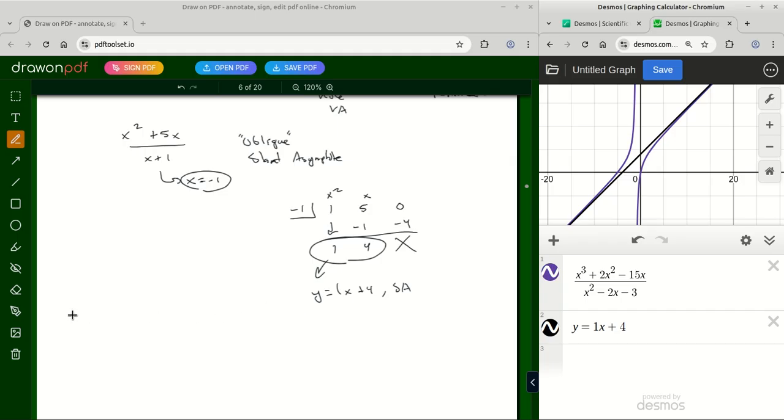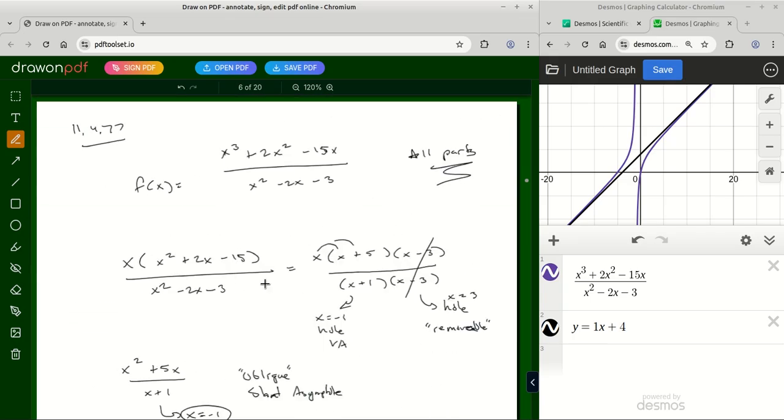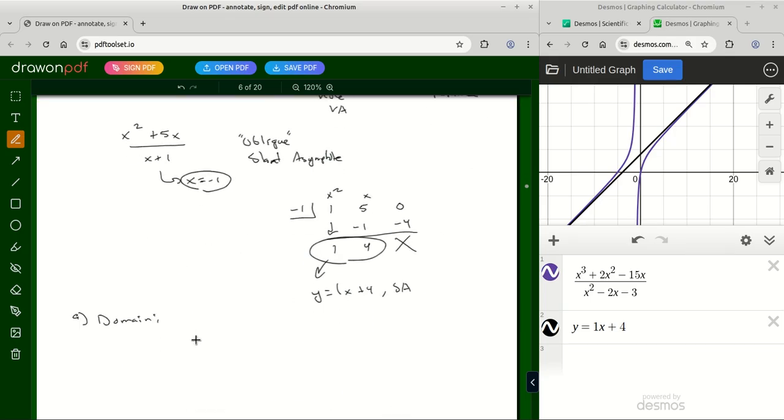Okay, so now that we got all that, let's start with part A. So part A, I mean, we haven't even started the problem yet, guys. Domain. So I've already said this is when the bottom is equal to 0, and you got to look out for it with your holes. Well, notice we already did that here. Negative 1 and 3 are both holes, so I'm going to have to go around them. So negative infinity to negative 1.